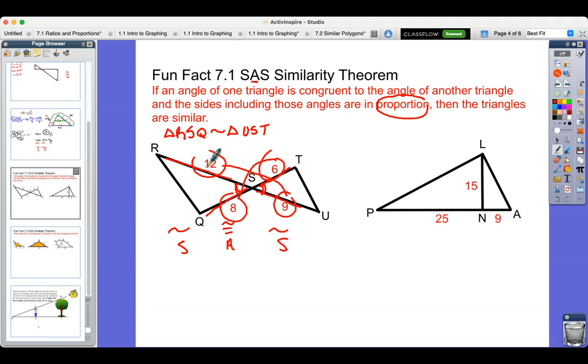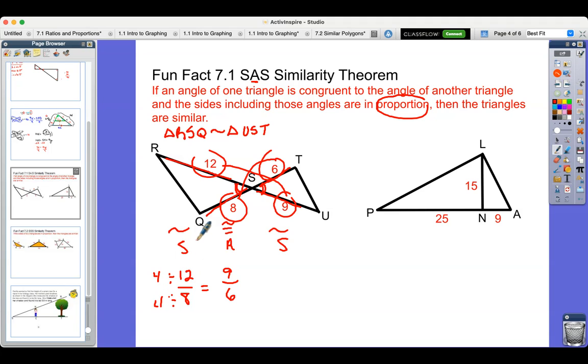So somehow 12 over 8 should be proportional to its counterpart 9 over 6. Is that true? Well, let's check. If we reduce this, what do we get? We reduce it by 4.